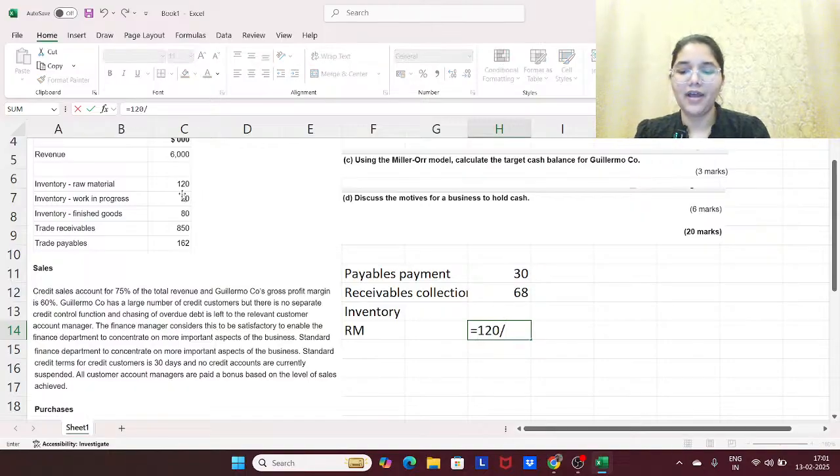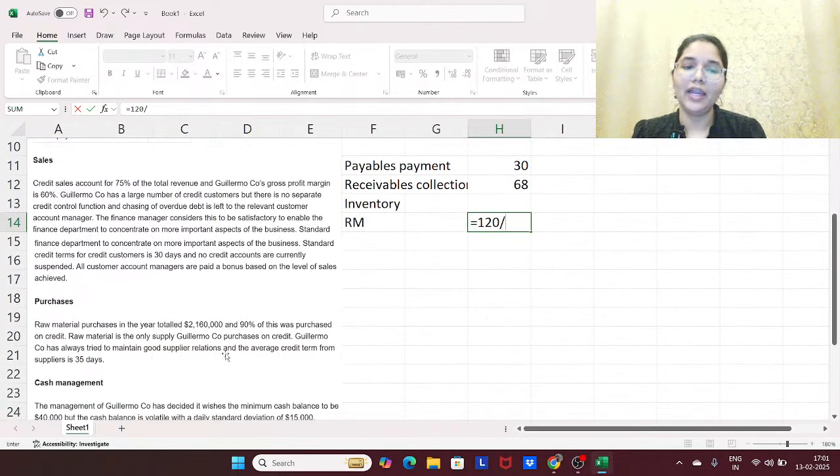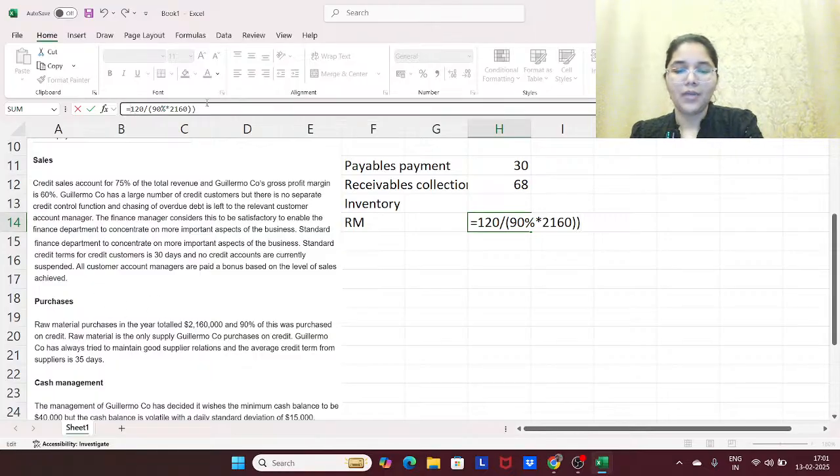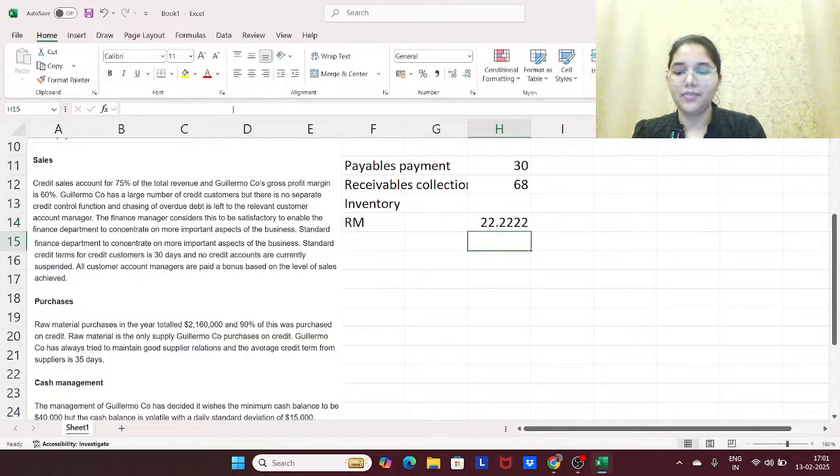Now, this needs to be divided by how much raw material purchases we have done. It is mentioned that entire purchases we do only of raw materials on credit. So, we will only take the purchases which pertain to raw materials in our denominator here. So, it is going to be nothing but 90% again of your credit purchases, which are 2160,000. Again 3 zeros we are supposed to remove. You will again put this into brackets, multiply this with 360 to get your final answer in terms of days. So, that means it is roughly taking 22 days.